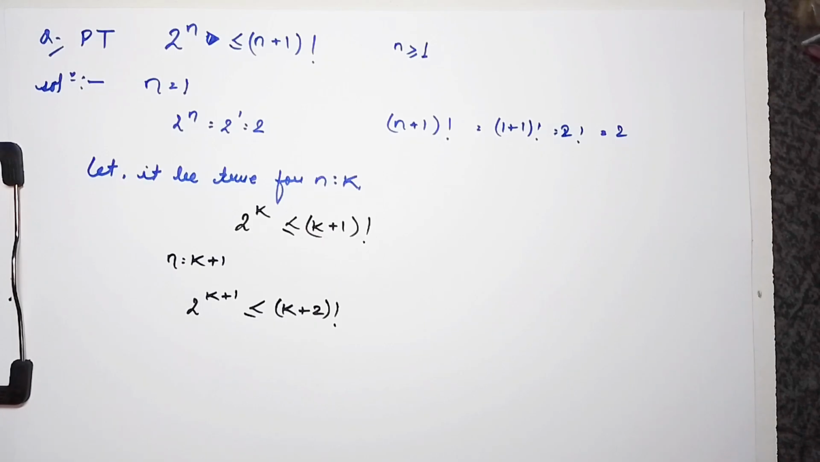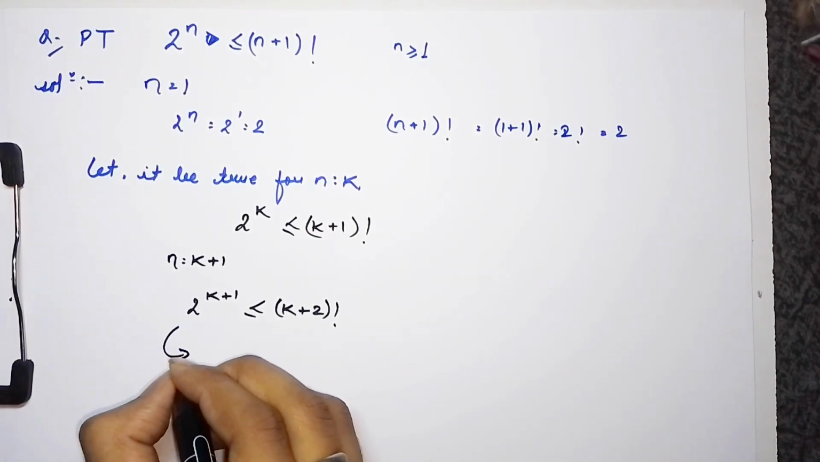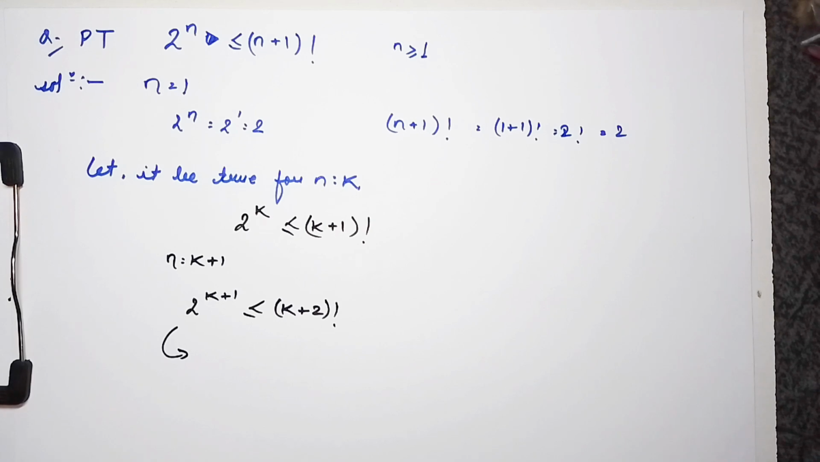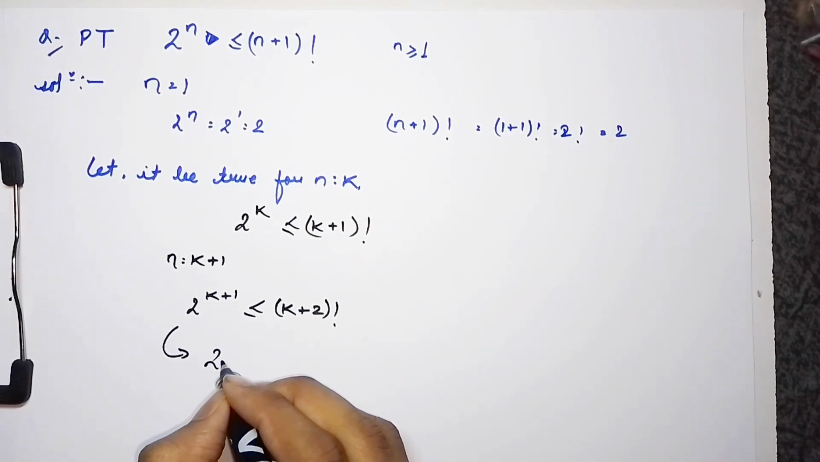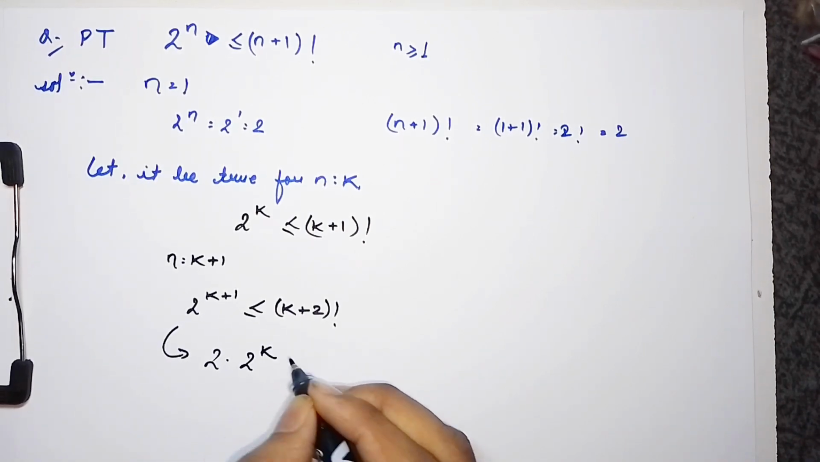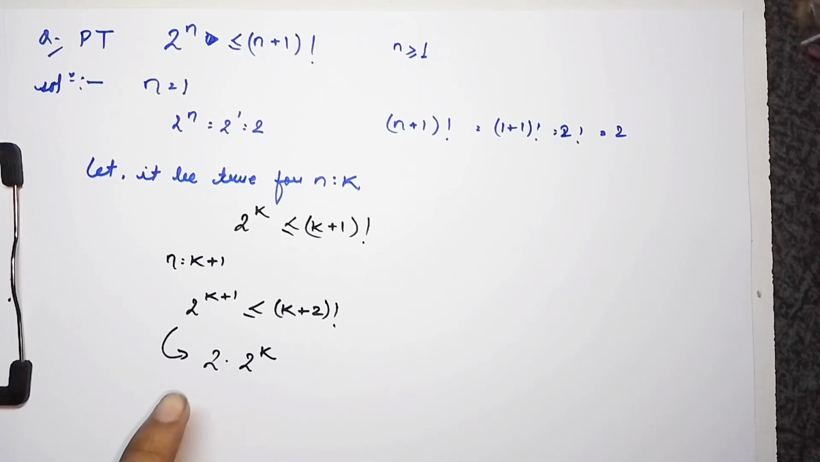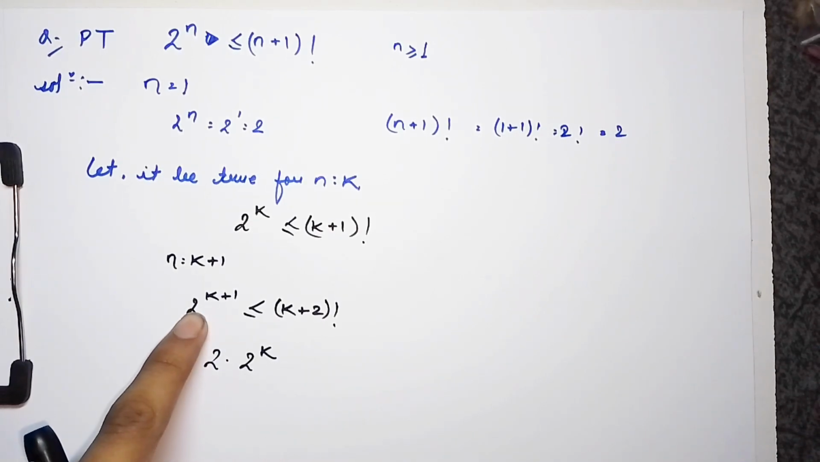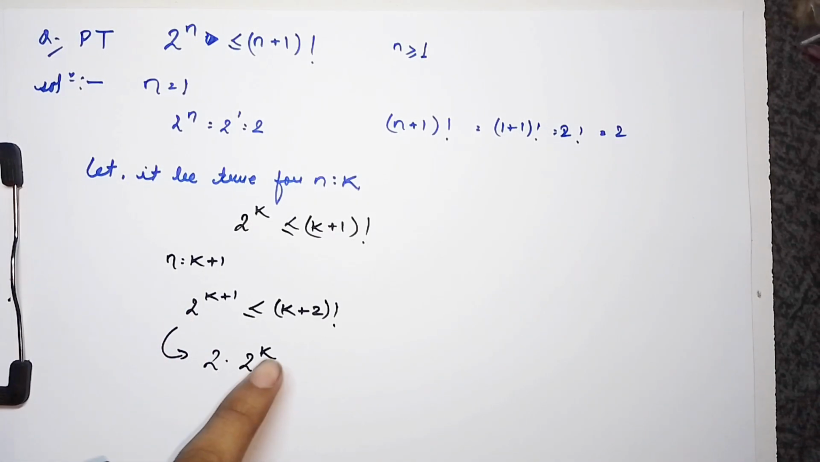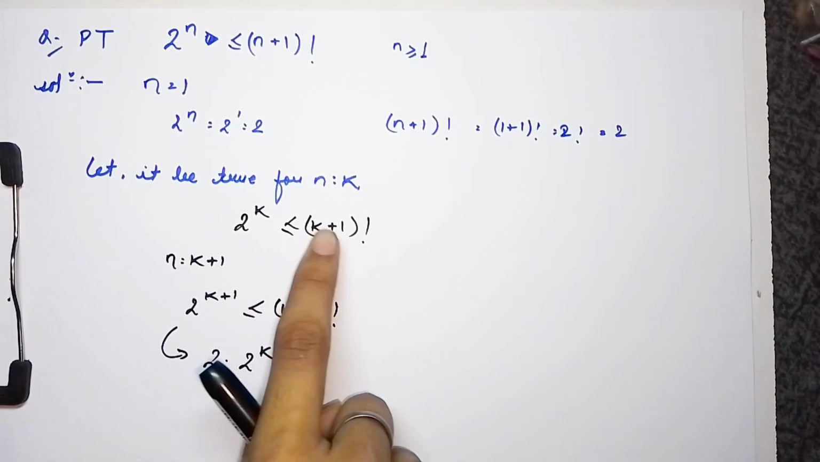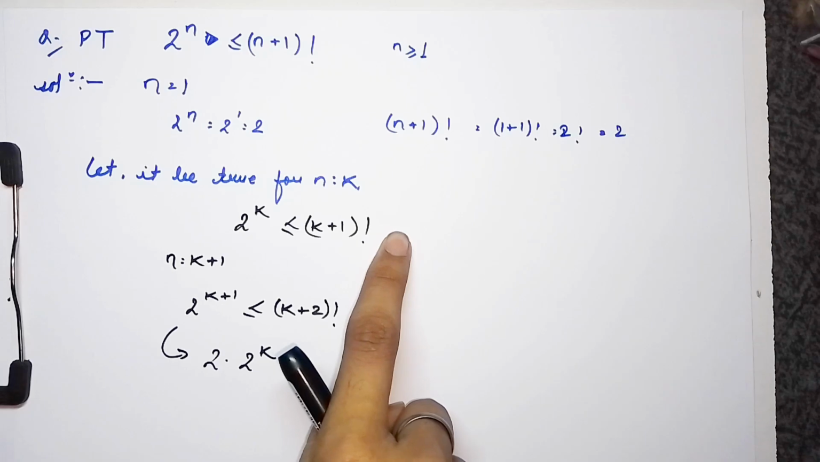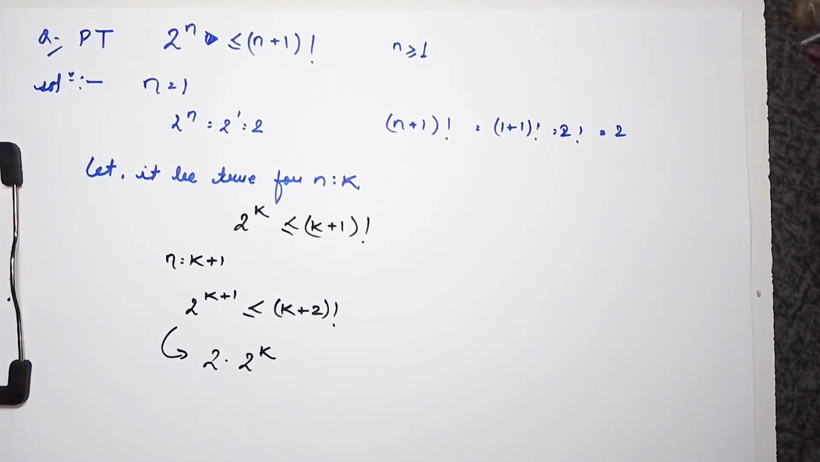Now let's move on and let's see what this answer says. So here we can see that it is 2 into 2 to the power k. I hope that it's clear to you how I have written 2 to the power k plus 1 is equal to 2 into 2 to the power k. And we already know that 2 to the power k is smaller than or equal to (k plus 1) factorial. I hope that it's okay.